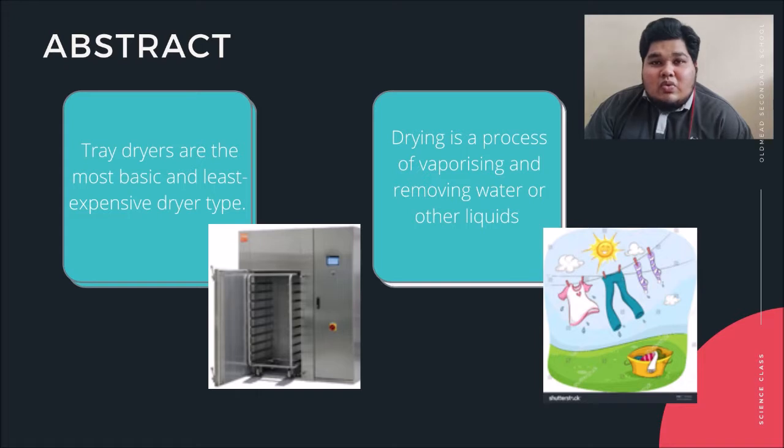Tray dryers are the most basic and least expensive dryer type, which operates by blowing hot air over the surface of a wet solid that is across trays arranged in the racks. Drying is a process of vaporizing and removing water or other liquids from a solution or solid liquid mixture to form a dry solid that involves simultaneous heat and mass transfer.